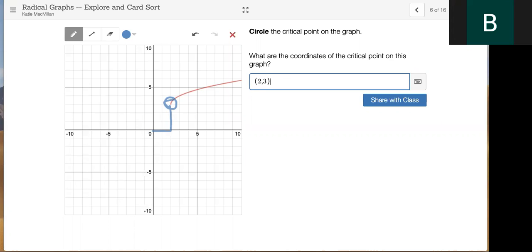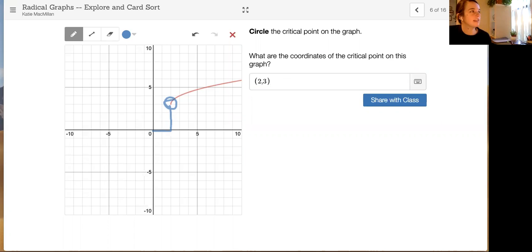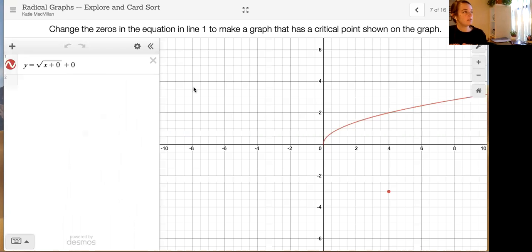Thanks so much. All right, go ahead and move over to slide 7 when you're ready. For the next 3 slides, you are going to change the numbers, right? So you can put a number here in A, you can put a number here for H, or you can put a number here for K.